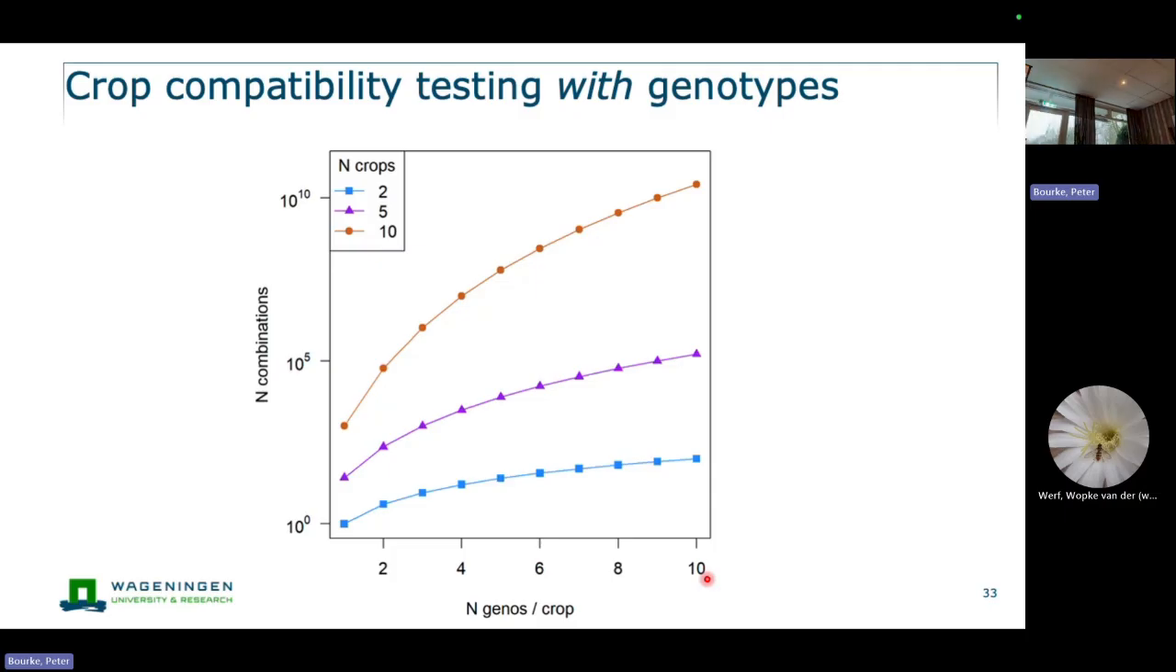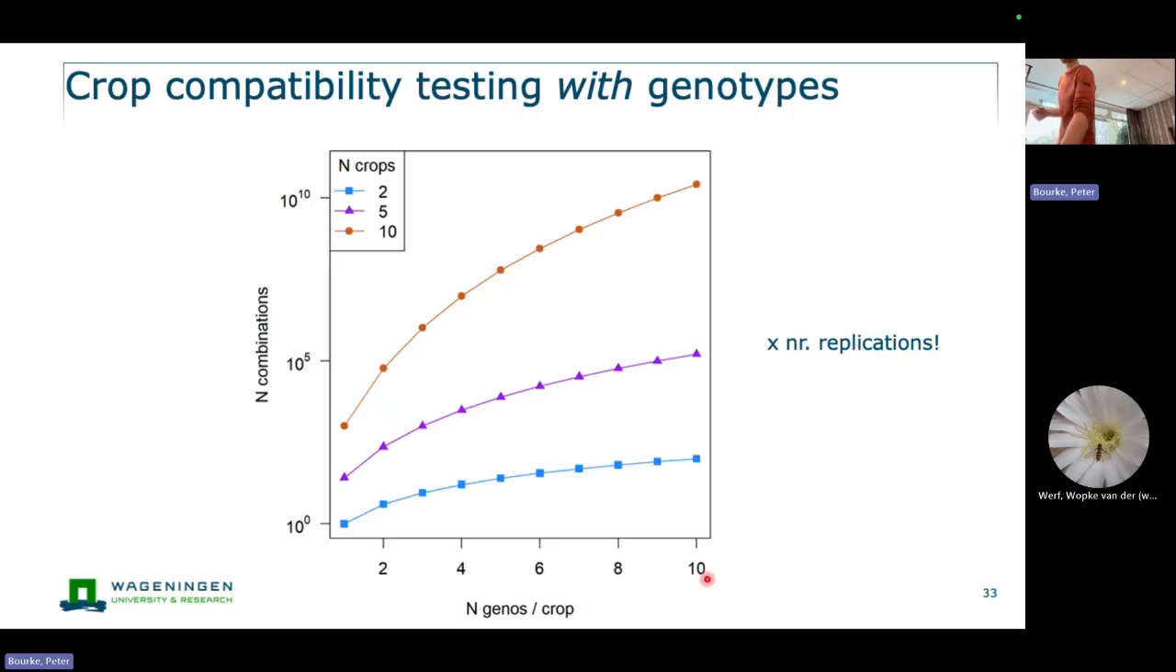And heaven forbid we even go to 10 different species. Then the numbers start to become astronomical. And this is even without considering replications. So this is just the number of combinations to begin with that we should start thinking about. So these search spaces are obviously too large.